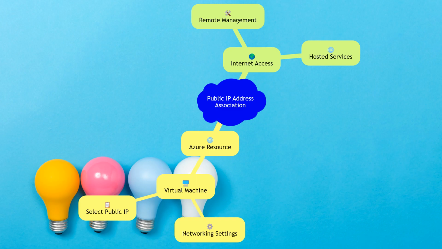After creating a public IP address, it needs to be associated with an Azure resource. For example, to associate a public IP with a virtual machine, navigate to the VM's networking settings and select the public IP address from the drop-down menu. This association makes the VM accessible from the internet, allowing for remote management and access to hosted services.